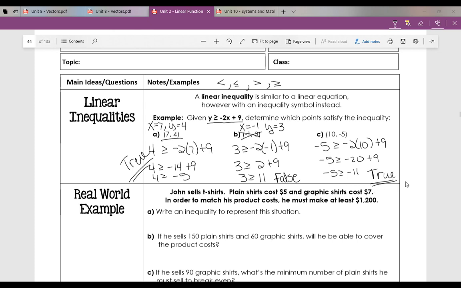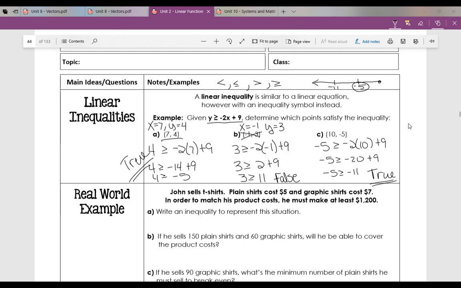Okay, negative numbers are tricky, but if you think if 0 is here and you go to the negative side, negative 5 is closer to 0 than negative 11 is, which means negative 5 is bigger. The closer you get to 0 on the negative side, the bigger the numbers get. The further away, the smaller the numbers get on that negative side. Okay. Any questions about part C?